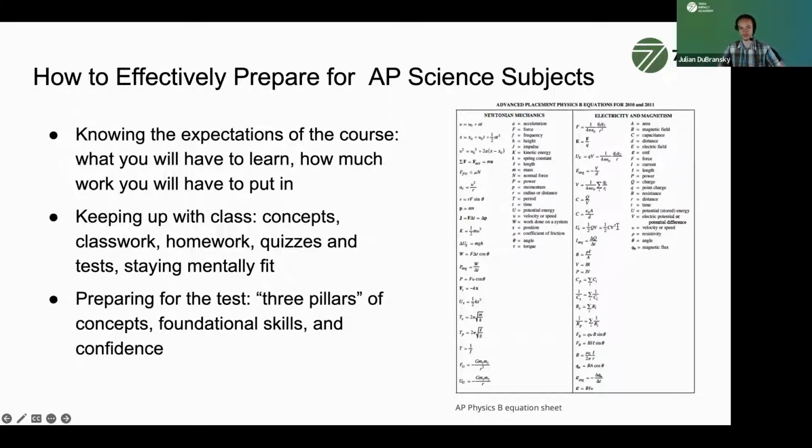The first key thing is you want to know the expectations of the course, both in terms of the knowledge that you're going to have to learn and the work that you're going to have to actually put in to succeed in the class. And that's in terms of hours per week, classwork, homework, projects, labs, practice tests, everything of the sort.